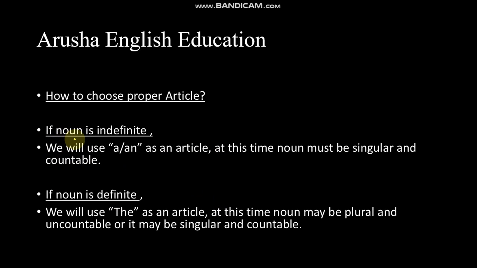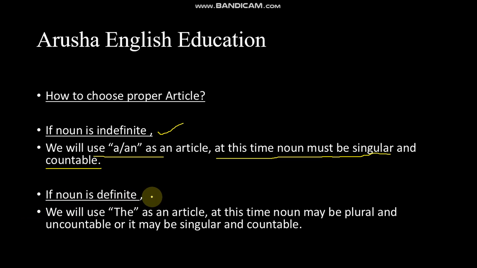Now, if the noun is indefinite, we will use a or an as an article. But keep in mind, at this time the noun must be singular and countable. If we try to understand the application of a or an, then we can say that if the noun is singular and countable as well as indefinite, then we can use a or an as an article.